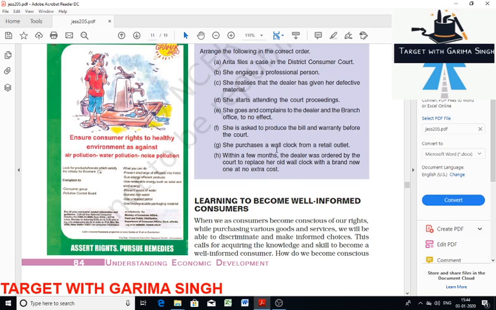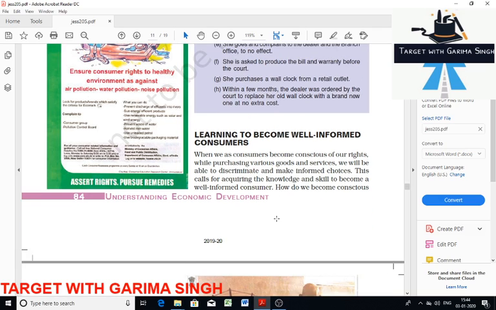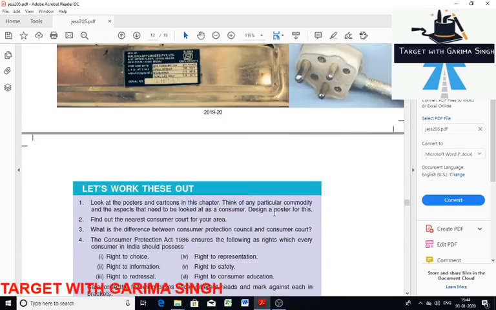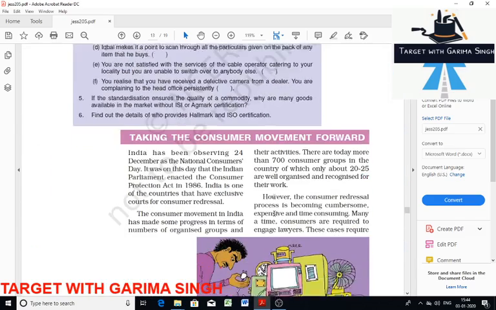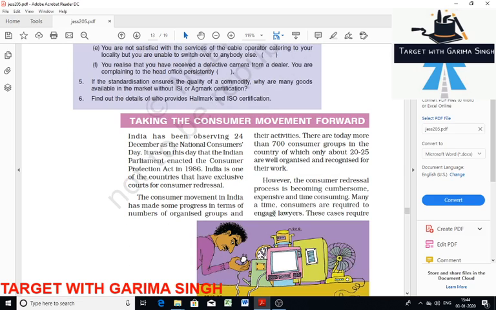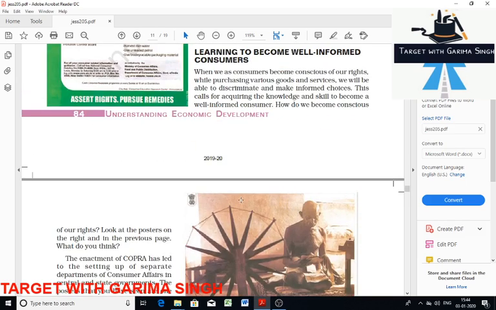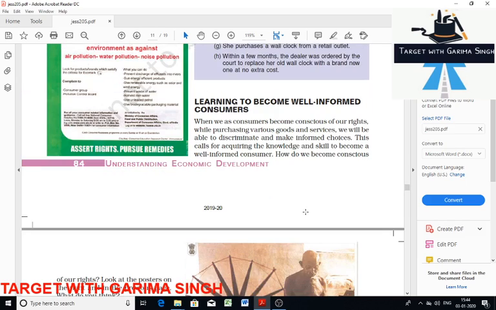Now move on to the topic that is factors causing exploitation of consumers. Why do consumers get exploited? Because of limited information, limited supply, limited competition, and low literacy.